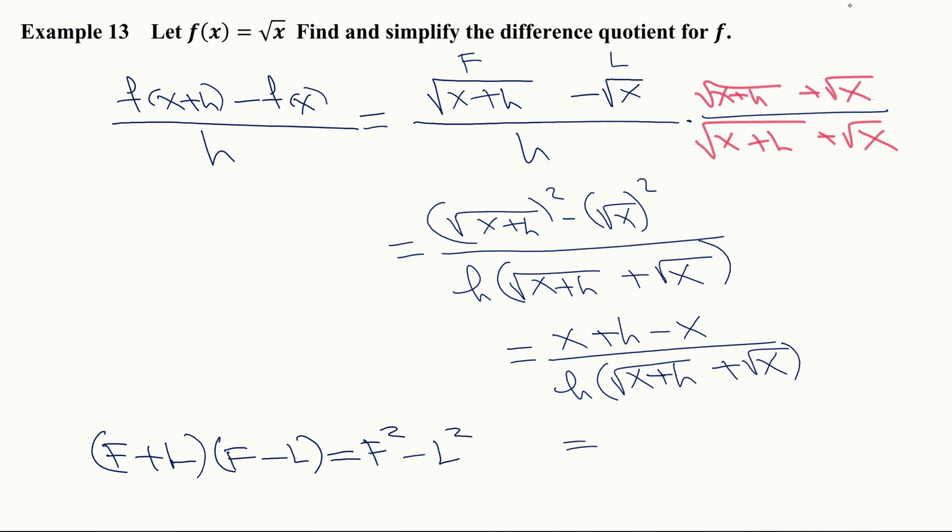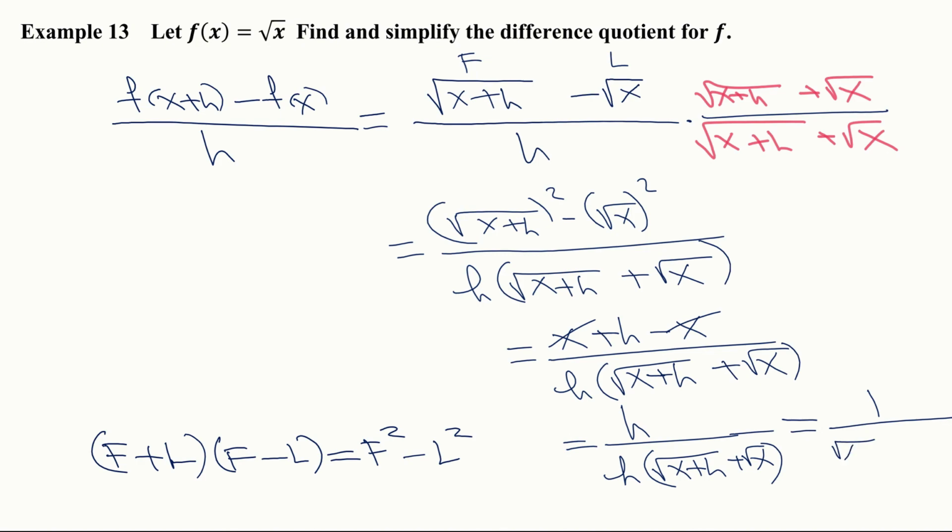So notice the x's will cancel out. You end up with h over h times square root of x plus h plus square root of x. The h's will now cancel, leaving us 1 on the top, and square root of x plus h plus square root of x on the bottom. All right, so there's the difference quotient for that one.